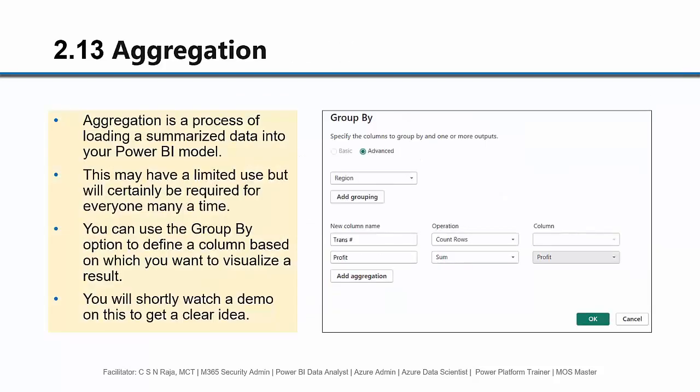Aggregation is a process of loading summarized data into your Power BI model. This may have limited use but will certainly be required by everyone many a time. You can use the group by option to define a column based on which you want to visualize a result. You will shortly watch a demo on this to get a clear idea.